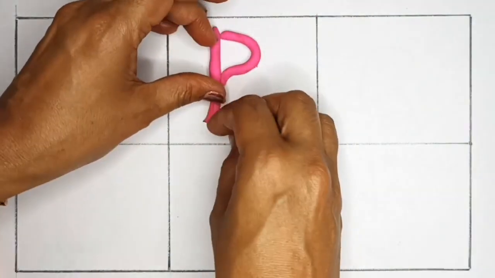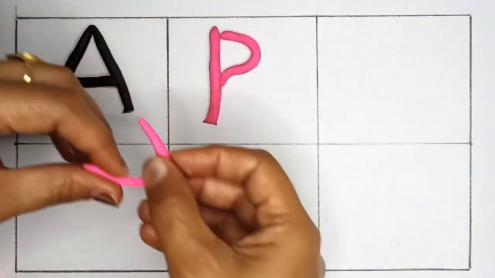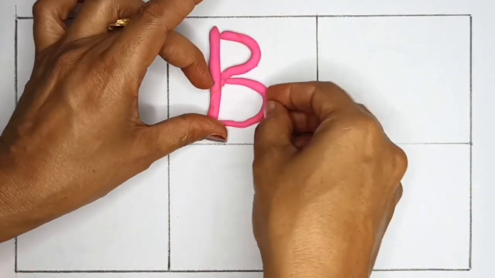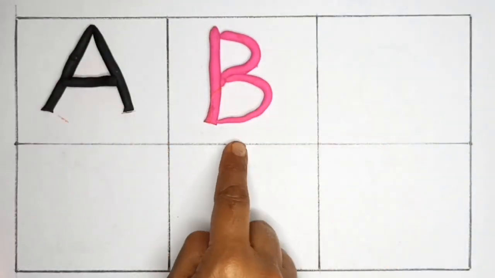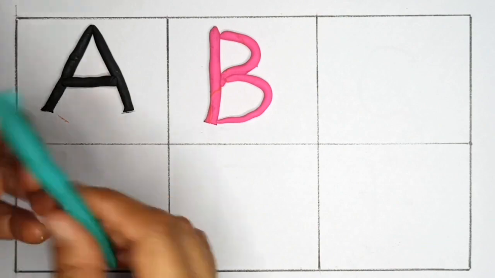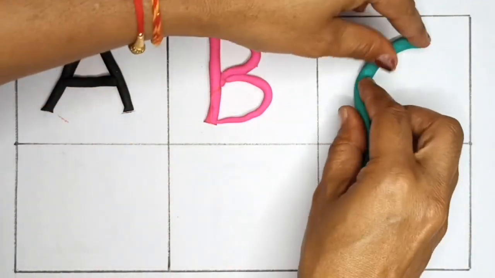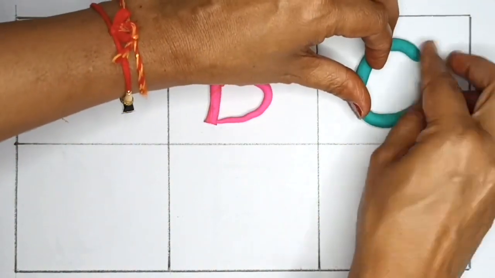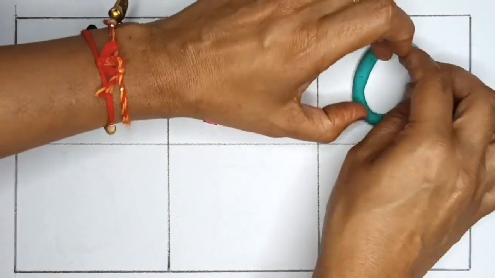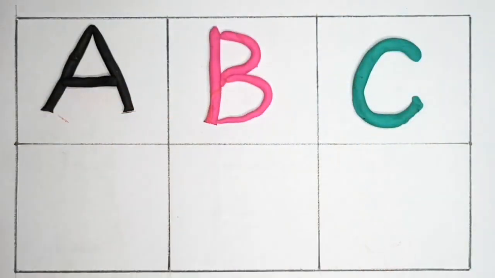B for ball. B for ball. Green color. C for cat. Yellow color.